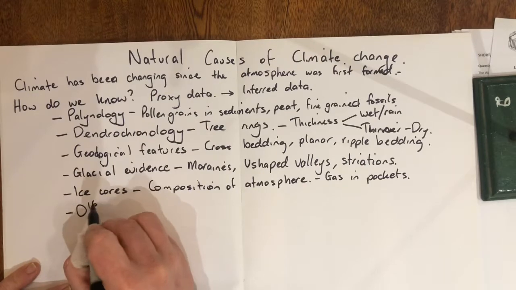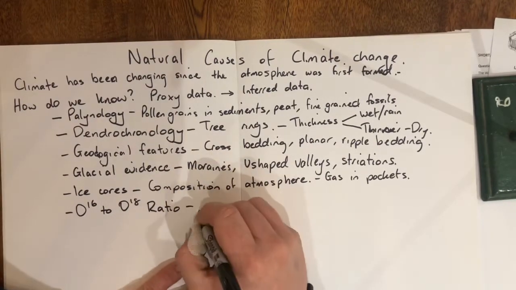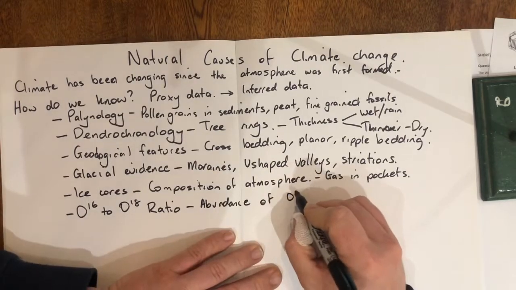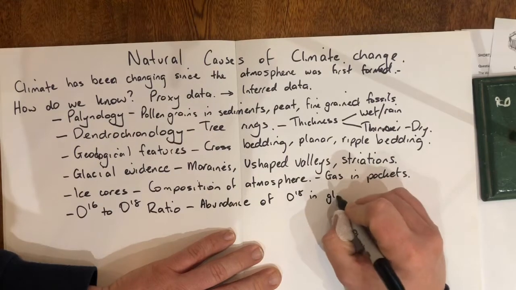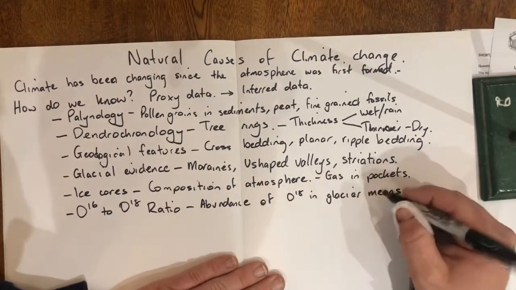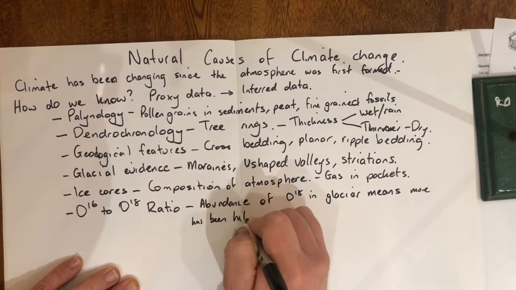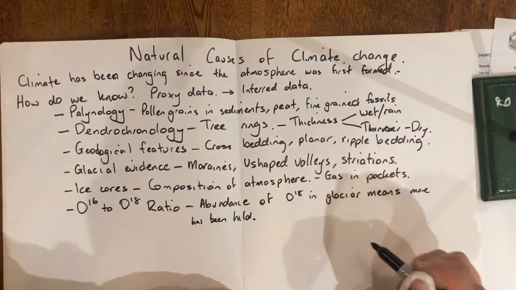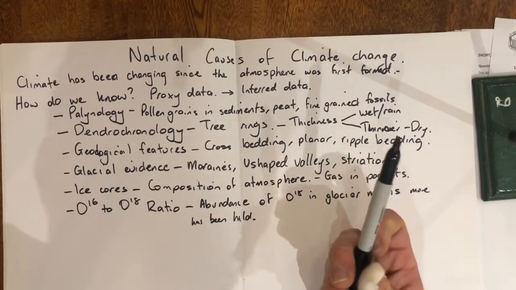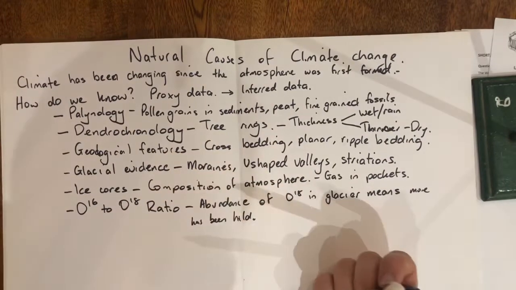By looking at the oxygen 16 to oxygen 18 ratio, we can tell if the abundance of O18 in a glacier means more has been held. This is something we looked at in one of our previous lessons. If we see an increased oxygen 16 to oxygen 18 ratio within the oceans, then we know that more oxygen 18 has been evaporated up into the atmosphere and then precipitated out as snow.